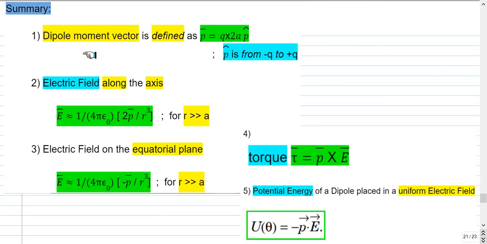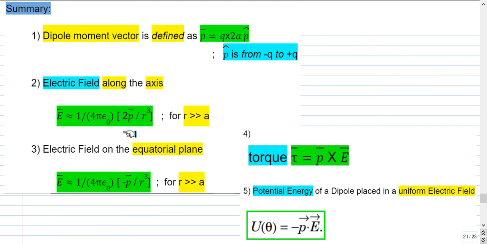To summarize, the dipole moment vector is defined by the charge q, the separation between them 2a, and the direction is from negative charge minus q to positive charge plus q. The electric field along the axis of a dipole is given as 1 by 4 pi epsilon naught into 2p by r cube, for distances which are much larger compared to the size of the dipole. And the electric field along the equatorial plane is 1 by 4 pi epsilon naught into minus p divided by r cube, again under the same dipole approximation where the distance is much larger compared to the size of the dipole.